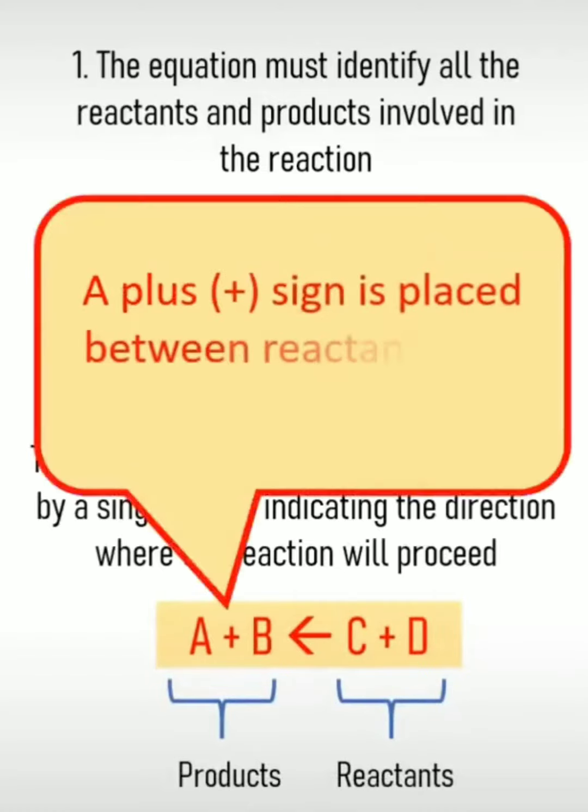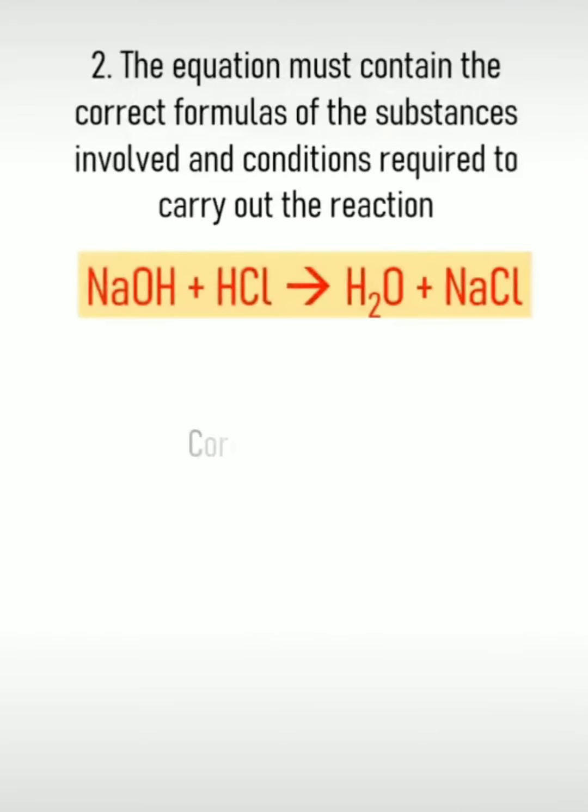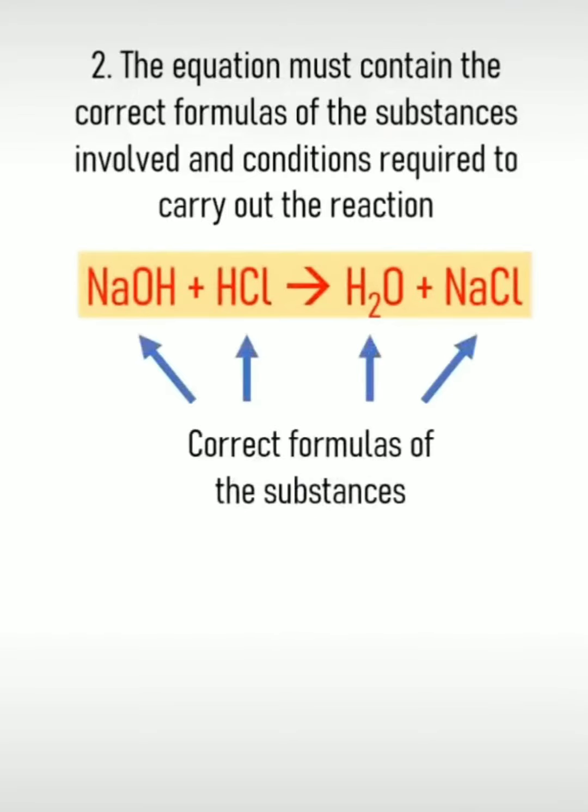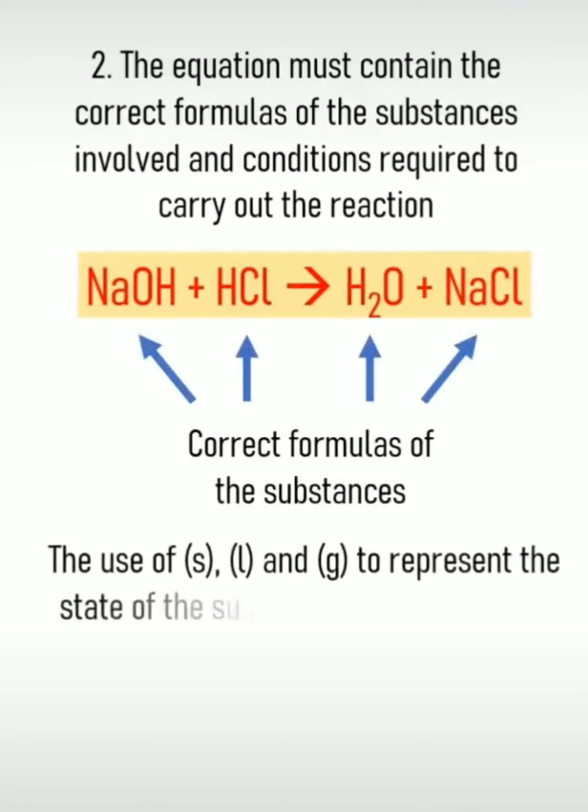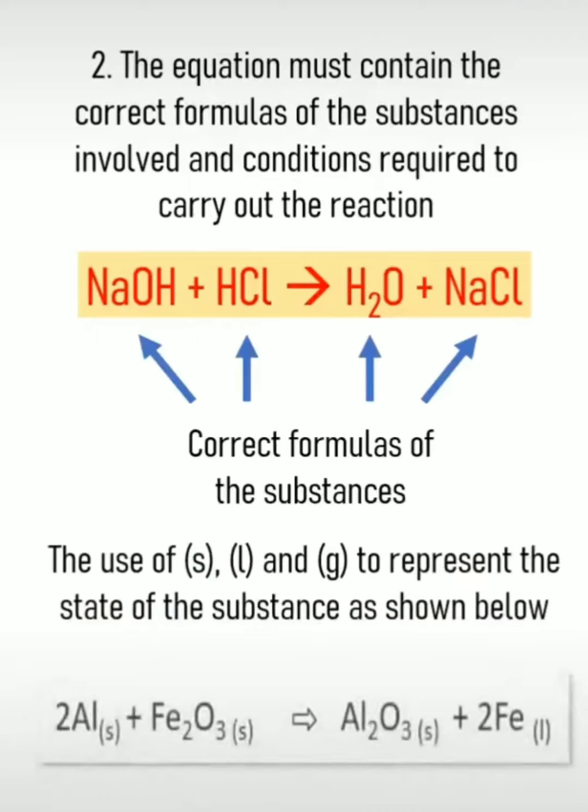The second requirement states that the equation must contain the correct formulas for the substances involved and the conditions required to carry out the reaction. Have a look at this example. Here, we are writing the correct formulas of the substances. We also use the subscripts S, L, and G, which stand for solid, liquid, and gas respectively, to represent the state of the substance as shown below.